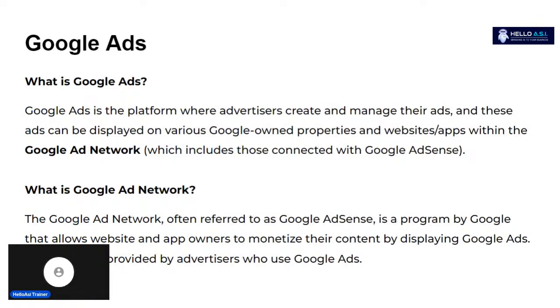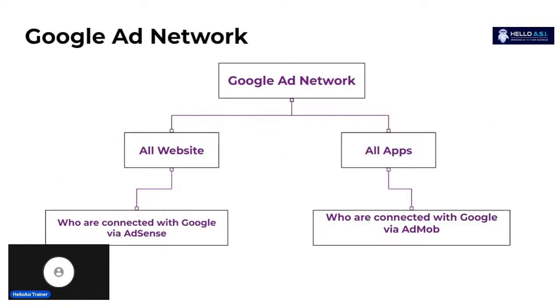Basically there are many things in Google Ads, but one very important thing is the Google Ads network. So what is the Google Ads network? The Google Ads network refers to the programs, websites or apps that display or show the ads of people. How do they display the ads? If I go to the next slide, you'll see that there are two categories of the Google Ads network. One is websites and another is apps.